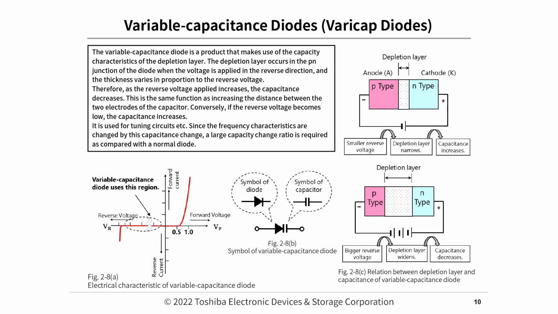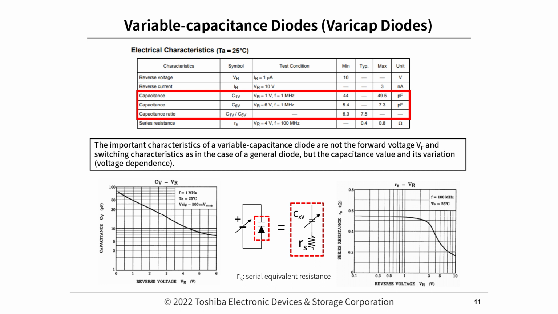Conversely, if the reverse voltage becomes low, the capacitance increases. It is used for tuning circuits, etc. Since the frequency characteristics are changed by this capacitance change, a large capacity change ratio is required as compared with the normal diode. Variable capacitance diodes. The important characteristics of a variable capacitance diode are not the forward voltage VF and switching characteristics as in the case of a general diode, but the capacitance value and its variation, voltage dependence.